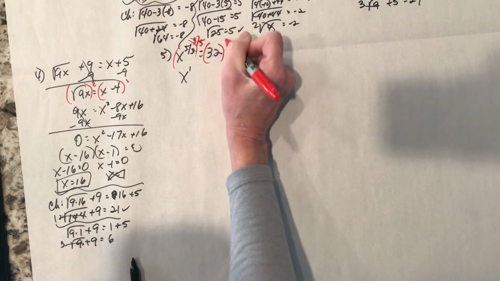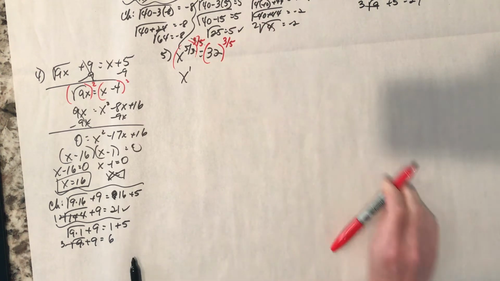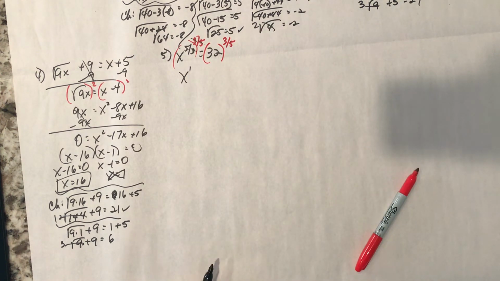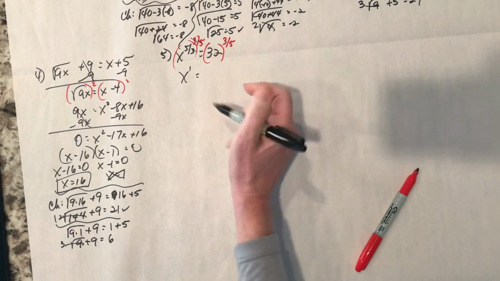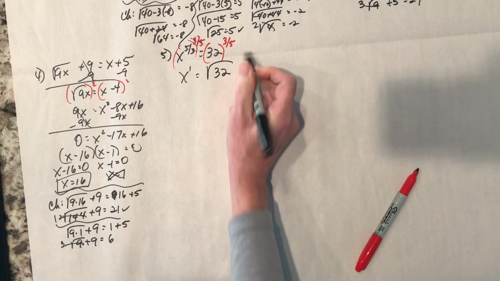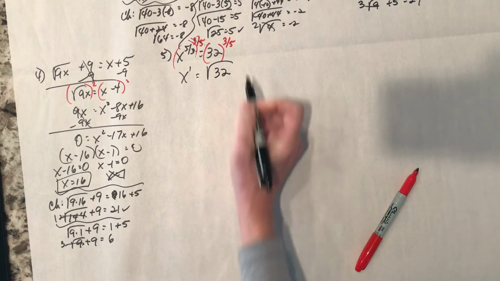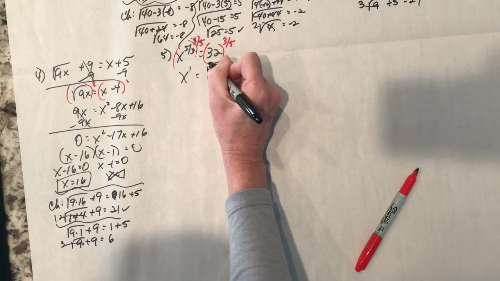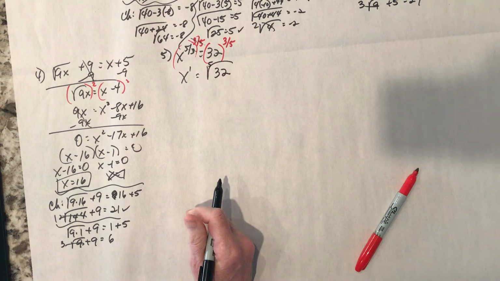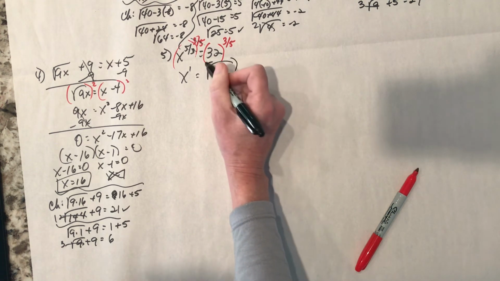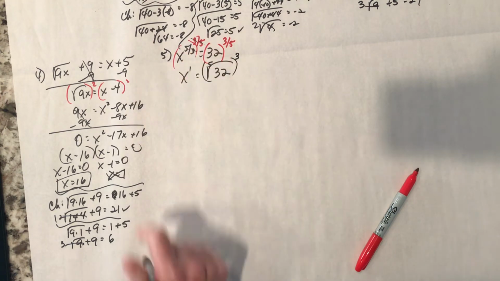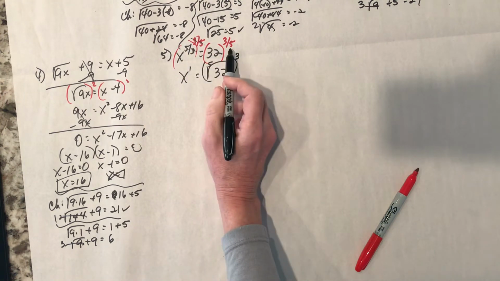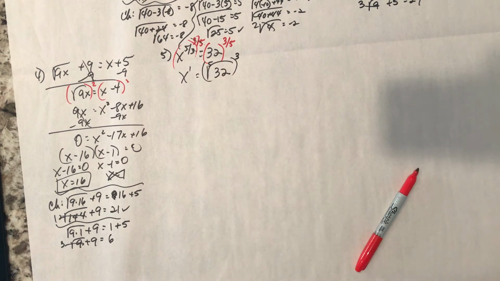Whatever we've done to the left, we need to do to the right-hand side. So we'll raise 32 to the 3/5. Anytime you've got a number raised to an exponent, put that 32 underneath there. The denominator is the index. So we're taking the 5th root of 32, and then we're going to take that number and raise it to the 3rd power, raise it to the numerator power. So the denominator is always the index.